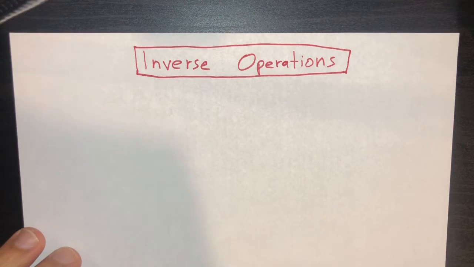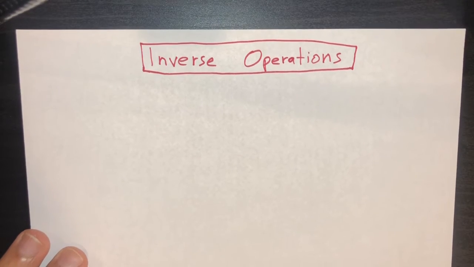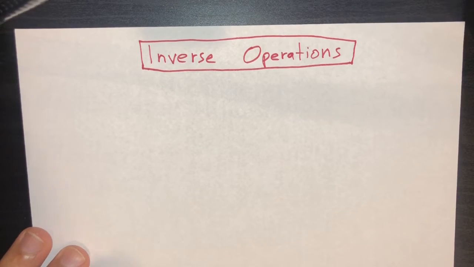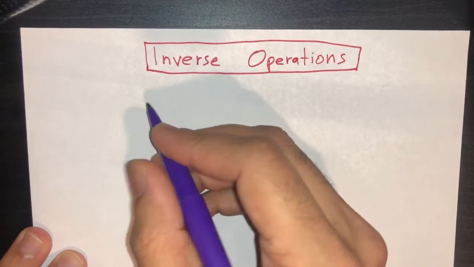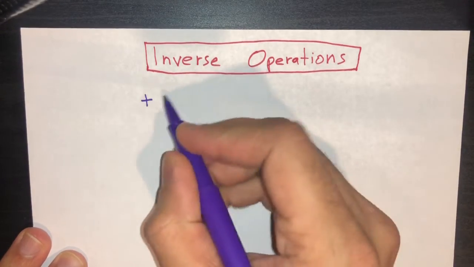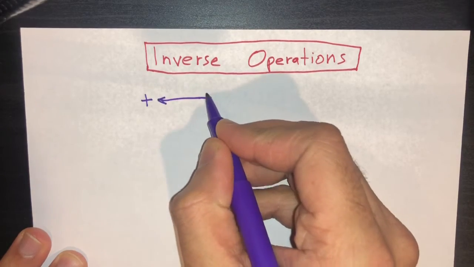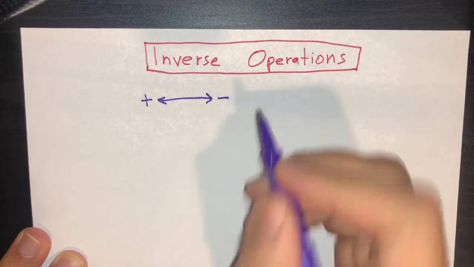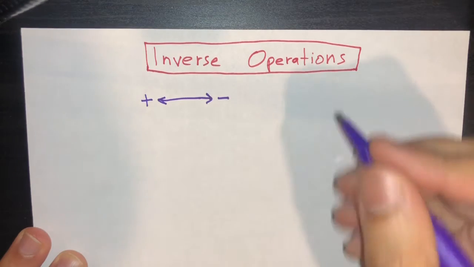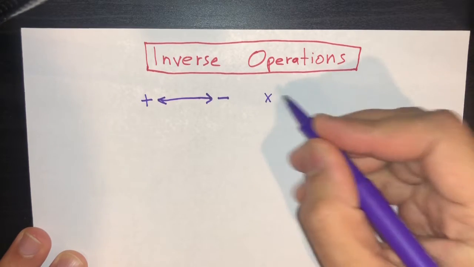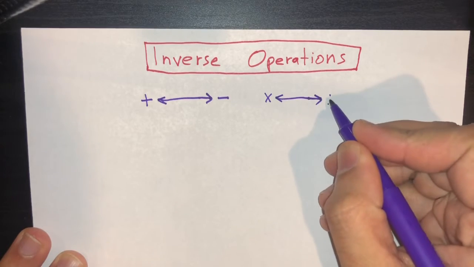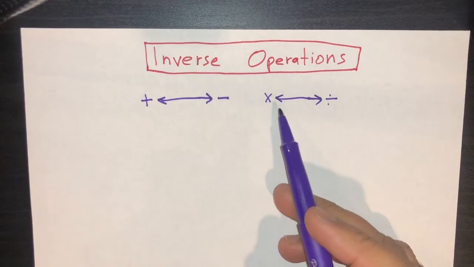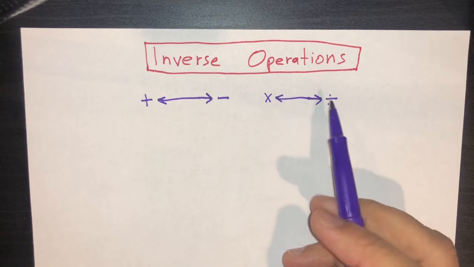Okay, so remember, inverse operations is where we are essentially doing the opposite of the operation given to us. So let's start by redefining our inverses. So we have addition, the inverse of that is going to be subtraction. And the inverse of multiplication is going to be division. And let's remember these arrows go both ways, which means these are inverses of each other.